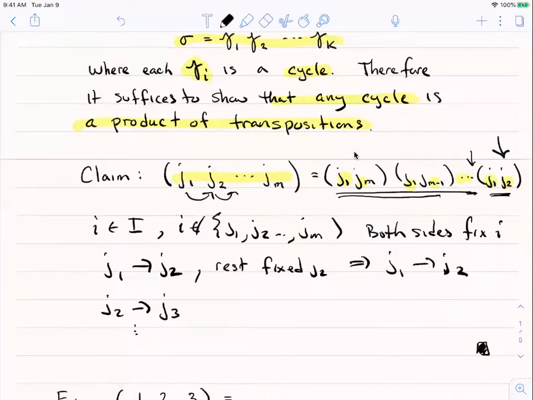The first factor sends J1 to J2, and J2, sorry, I misspoke, but this is my third attempt trying to make this video, and although I like you guys, I'm not stopping it and making it again.